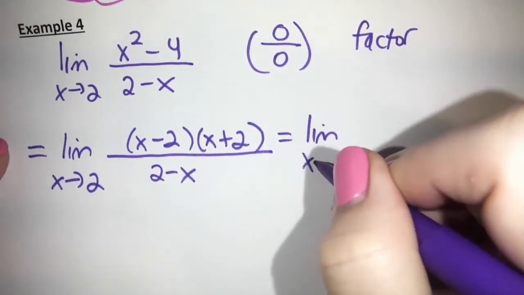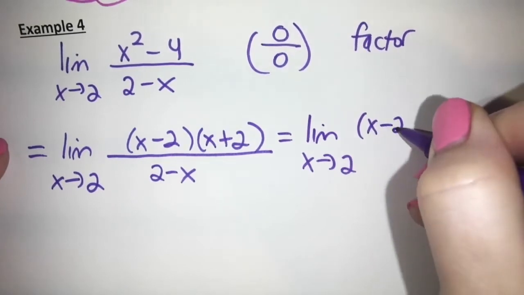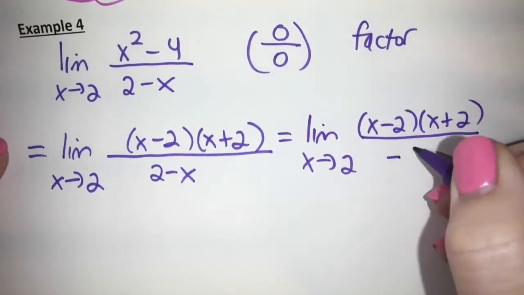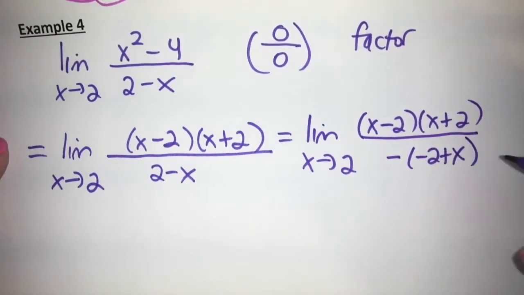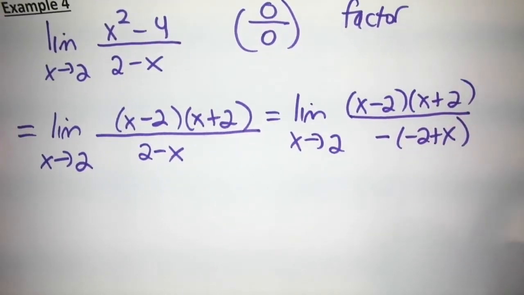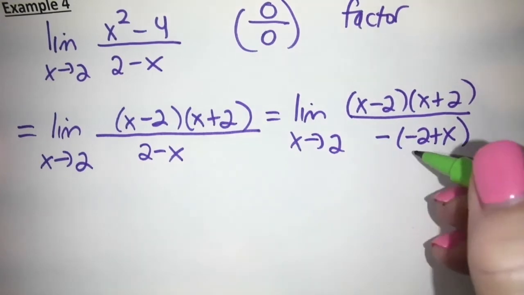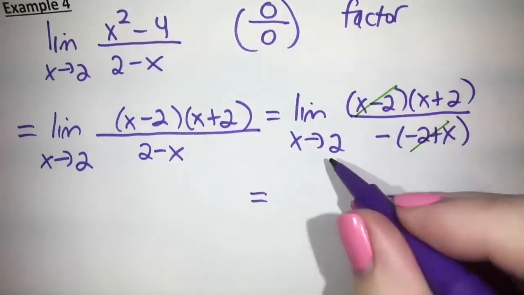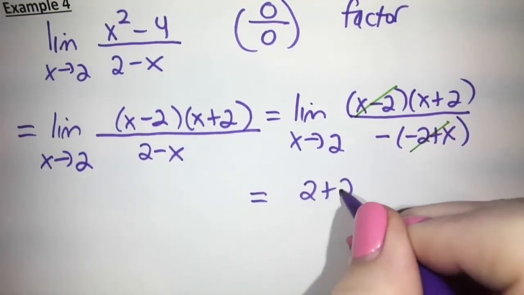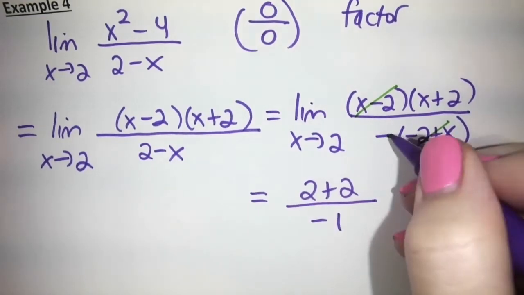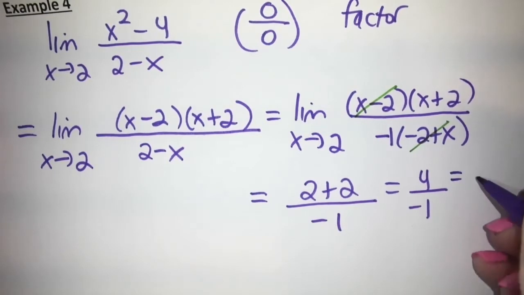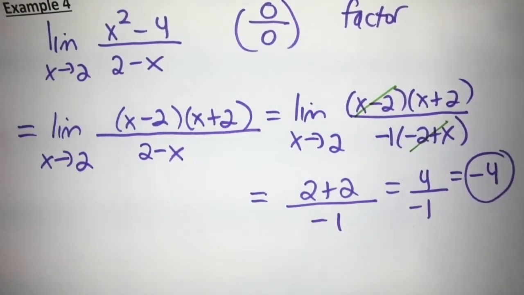So if we leave the limit as x approaches 2, copy down the top again. And if we take a negative out of here, then we switch our signs and we get negative 2 plus x. And negative 2 plus x is the same as x minus 2. The x is positive and the 2 is negative. So now we go to substitute our 2 in. 2 plus 2 over a negative 1, that's negative 1 right there. And so we get 4 divided by negative 1, which is negative 4.